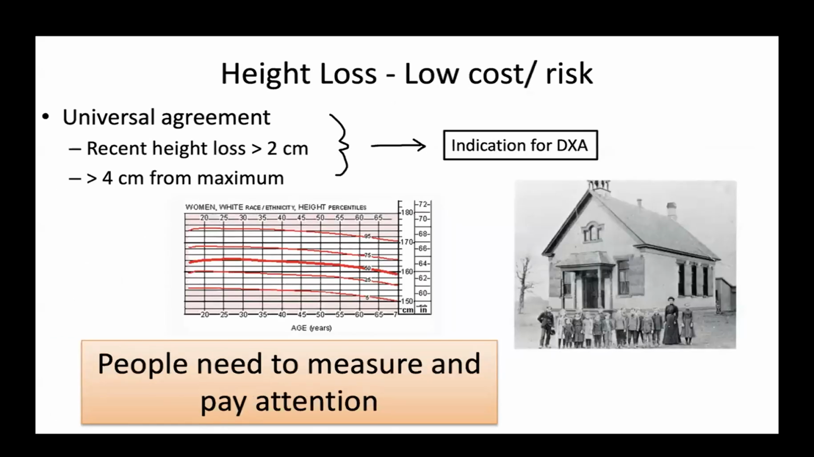Now, some other hints we get on physical exam is we can go back to old school kind of technology here. There's this thing called a stadiometer, which measures height, and this should be done as many societies with universal agreement recommend that a recent height loss greater than 2 centimeters or a 4 centimeter height change from their maximum height are indications for DEXA, and there is a strong likelihood that the patient may have osteoporosis, fractures, or in the case of spine surgery, they certainly could have deformity, which also would make you shorter. So something as simple as this, people need to pay attention to it.